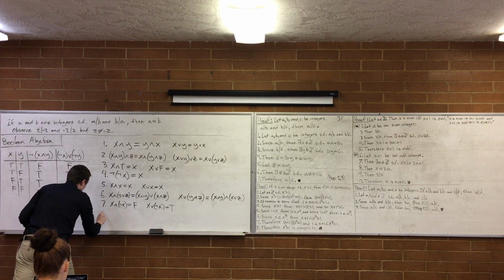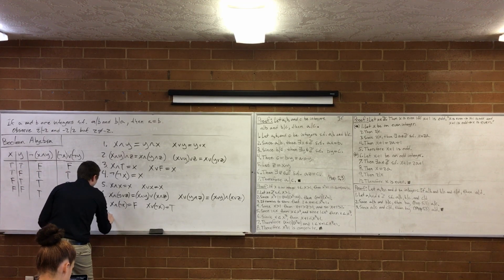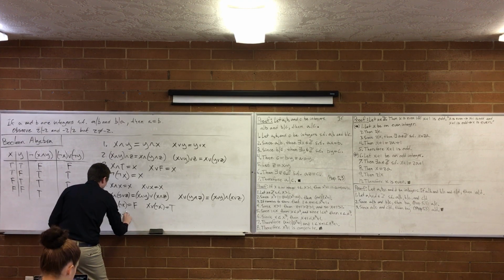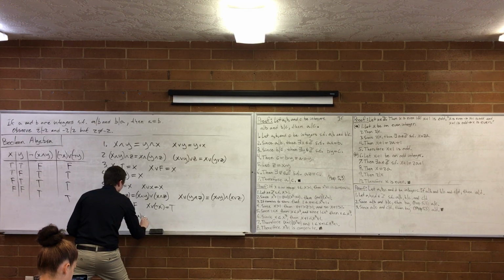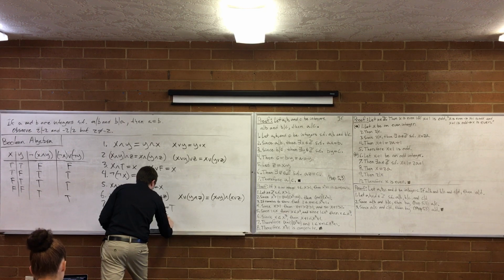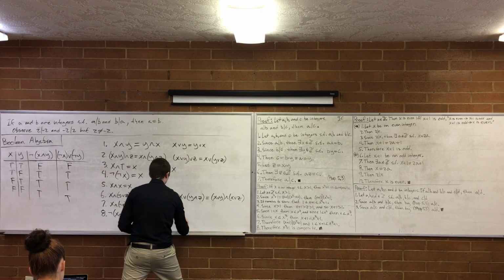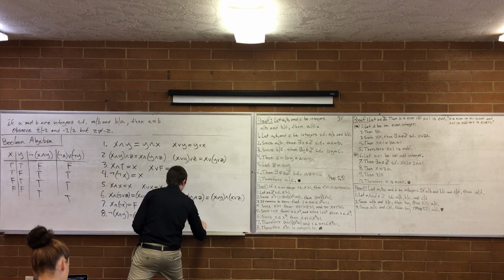And then the last one is the one that we just proved, how you distribute a negative or a not. Not x and y is equal to not x or not y. And similarly, not x or y is equal to not x and not y.